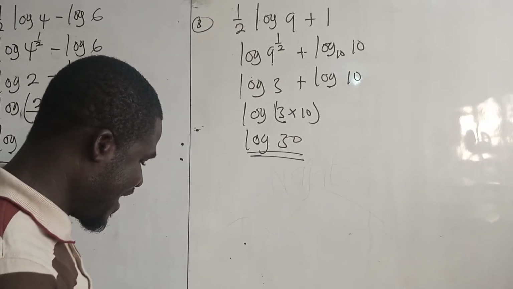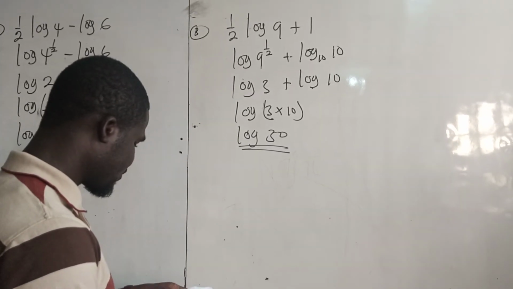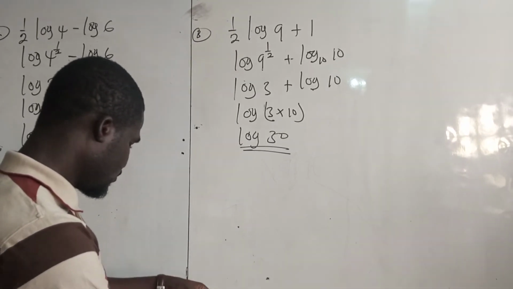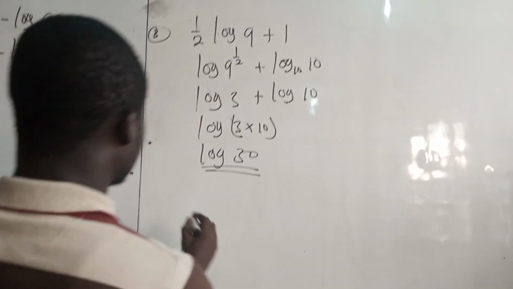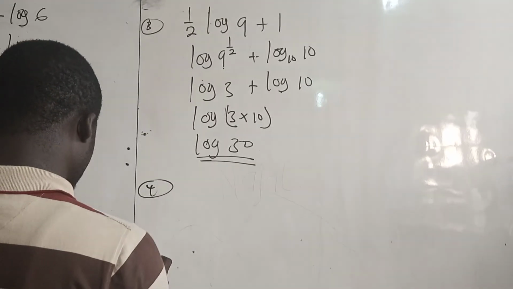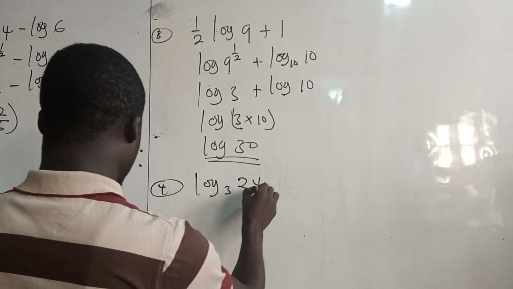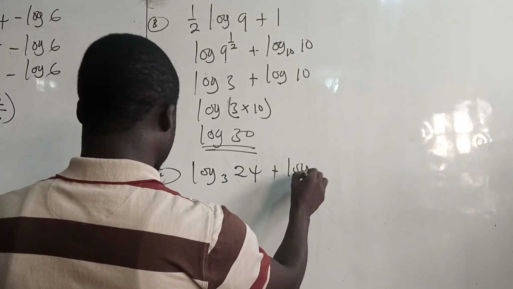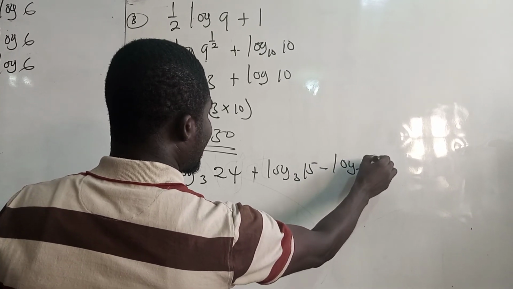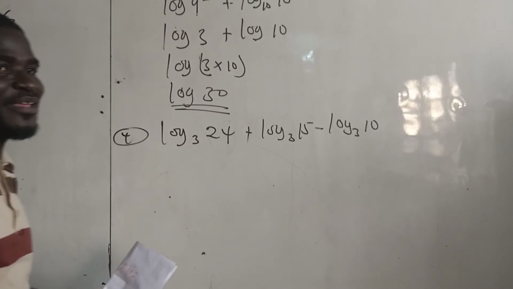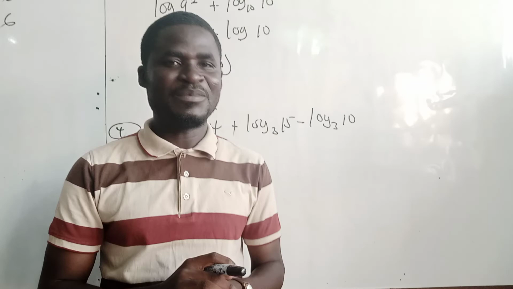Please, I want you to try this question for me. Try this one for me, okay? Don't give up. Now number 4. We have log 3 to the power 24 plus log 3 to the power 15 minus log 3 to the power 10. Please try your hands on this for me. Math is not difficult. Just follow the math.